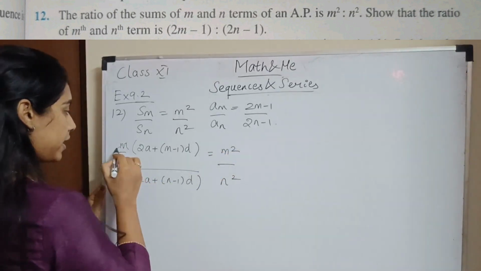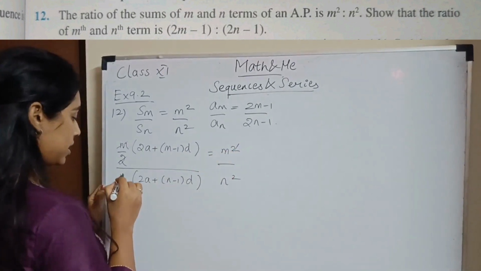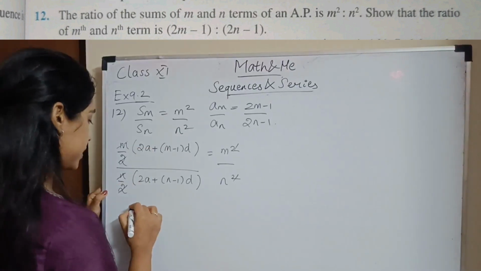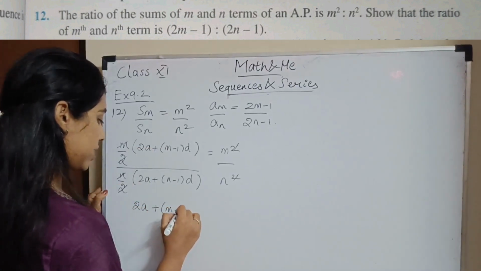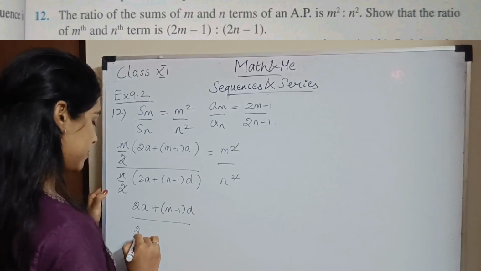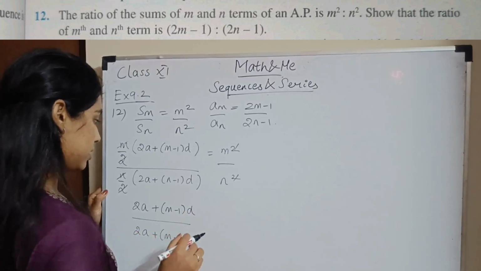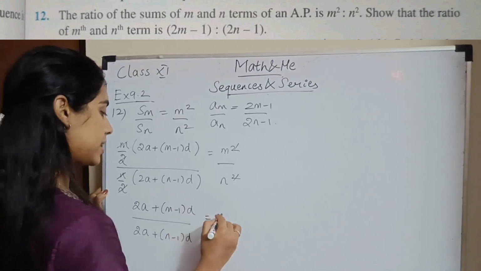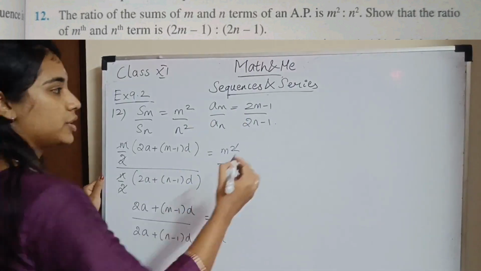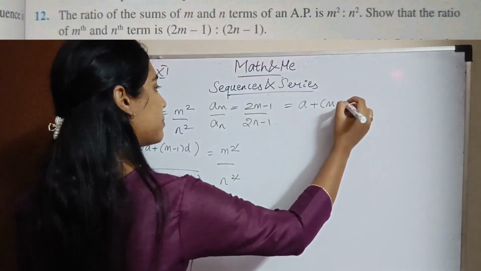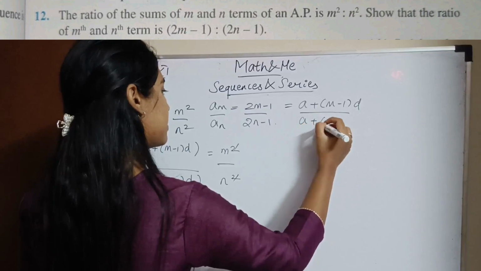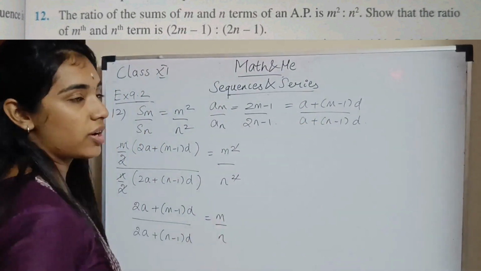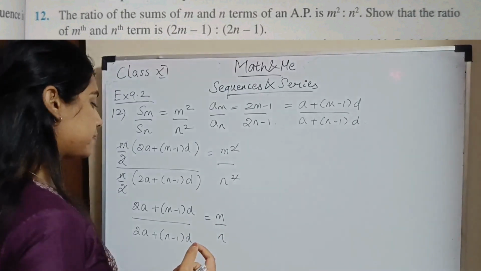The 2 and 2 go off. m and m, one of the m goes off. n and n, one of the n goes off. So what are you left with? You're left with 2a plus m minus 1 into d divided by 2a plus n minus 1 into d equals m by n. What do you need? You need a plus m minus 1 into d divided by a plus n minus 1 into d. In your example questions, you had numbers. Here you do not have the numbers. Okay, that is the only difference.